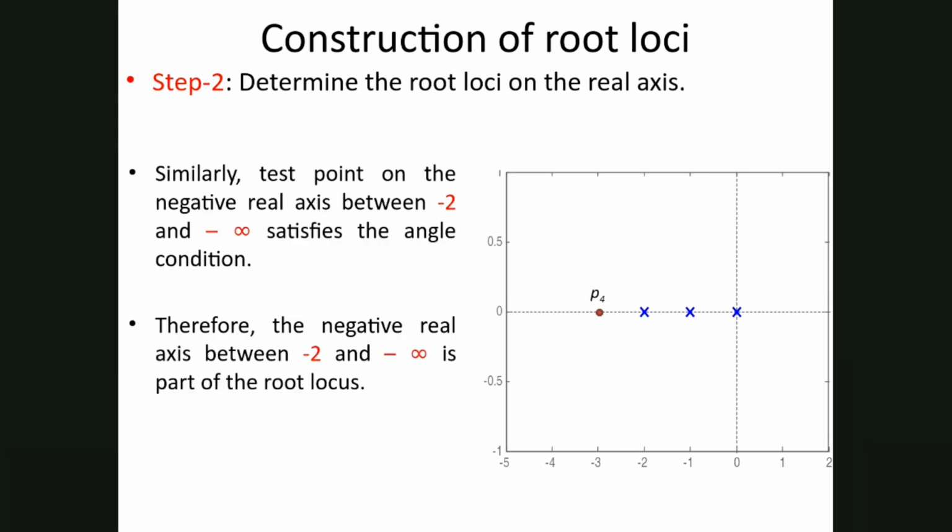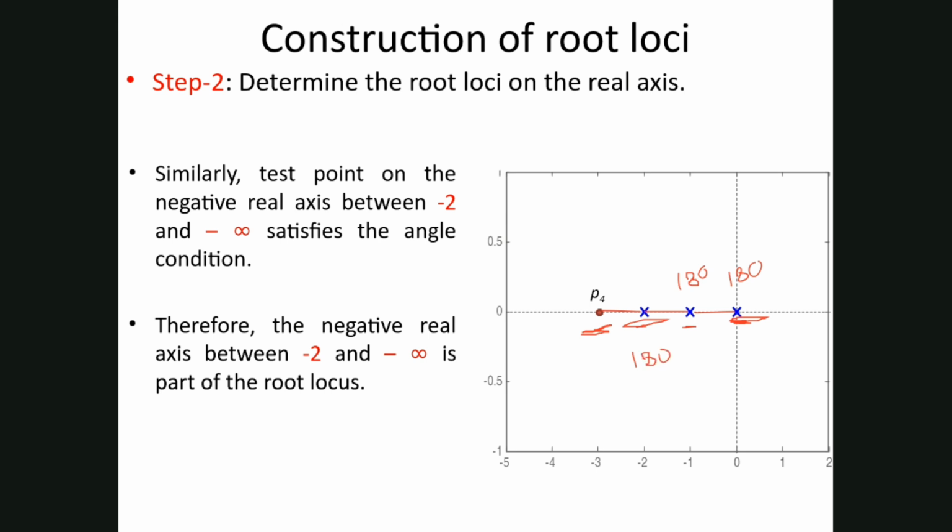I have taken this point over here. I just want to check whether this will be a part of the root locus or not. So I'll draw the phasor from this pole, from this pole, and from this pole also. What is the angle made by the open loop pole at 0? It is 180 degrees. What is the angle made by the pole at minus 1? Again 180 degrees. And what will be the angle made by the pole at minus 2? Again 180 degrees. So sum all these three angles.